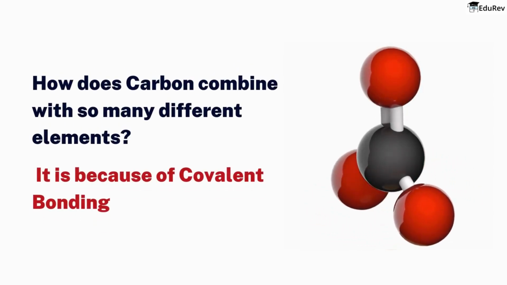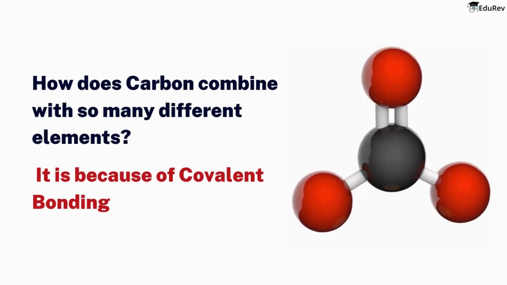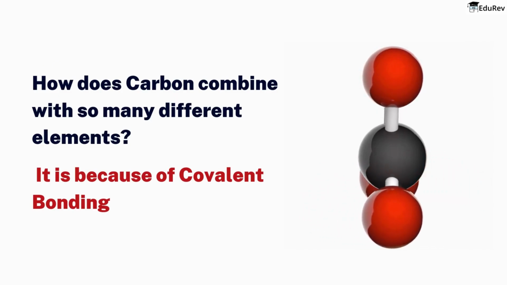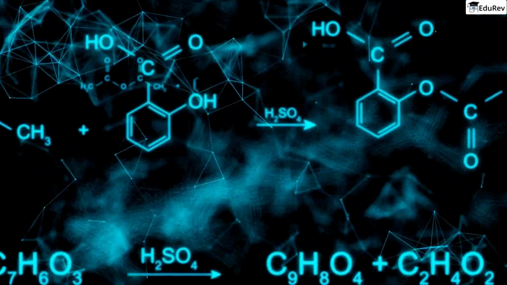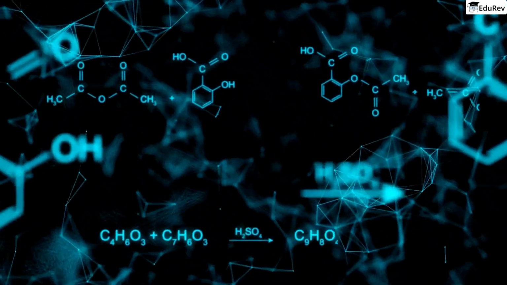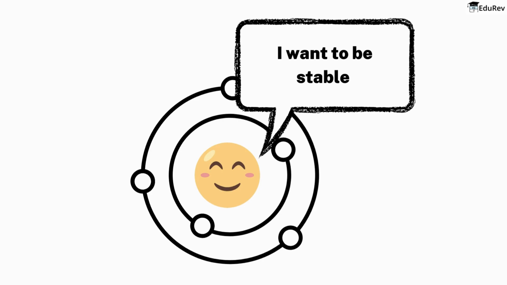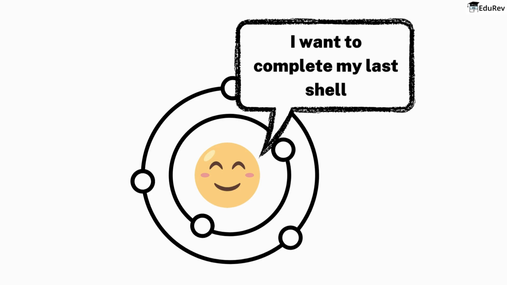But how does carbon combine with so many different elements? It is because of covalent bonding. Before we dive into the explanation of covalent bond, let's understand why elements actually form bonds. Elements bond to form compounds in order to become stable. An element can achieve stability by completing its outermost shell.